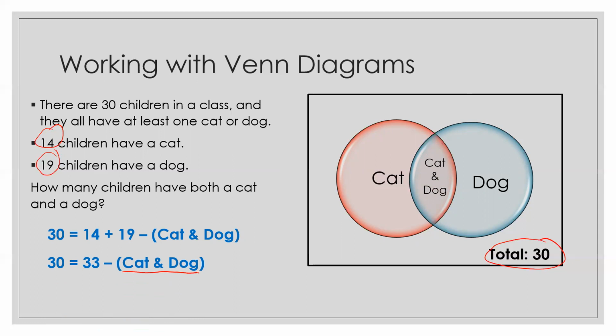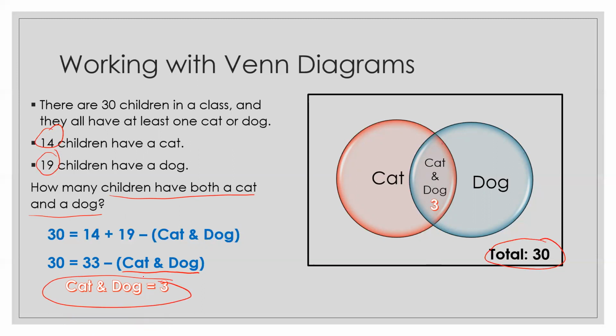Okay, and when you solve for that overlapping part, the part where the kids would own both a cat and a dog, you would get 3. 33 minus 30 is 3, right? Or 30 minus 3 is 30. So we know that there are 3 children who own a cat and a dog. I mean, I already answered the question here of how many have both a cat and a dog. That would be 3, right?